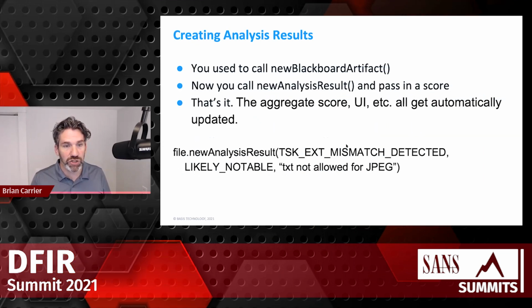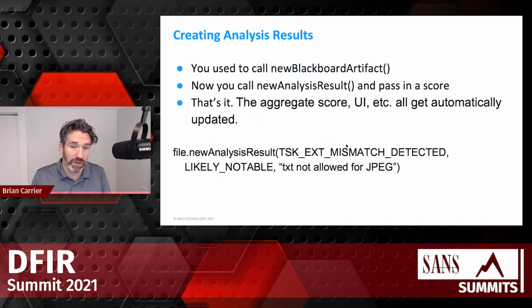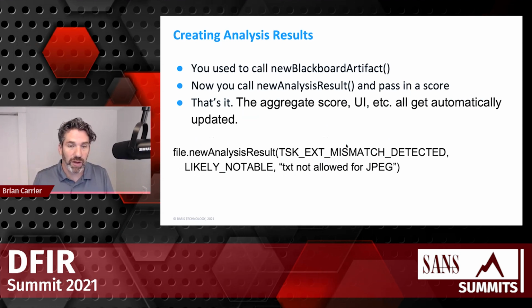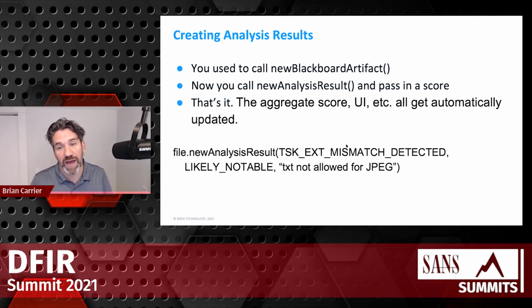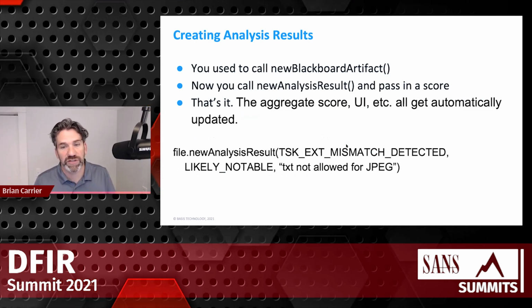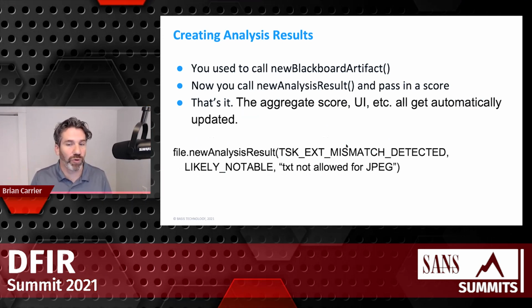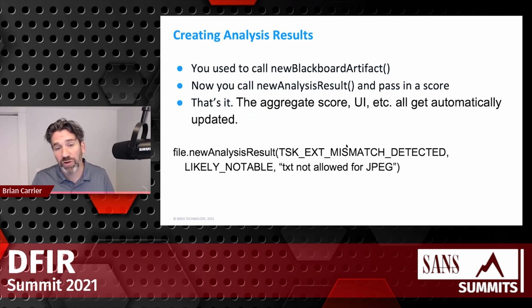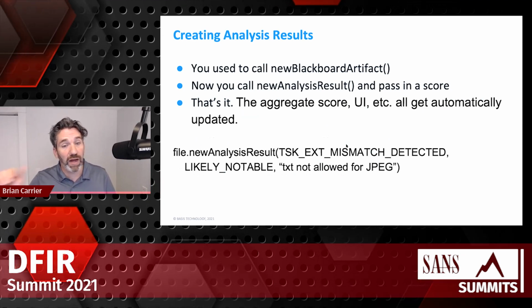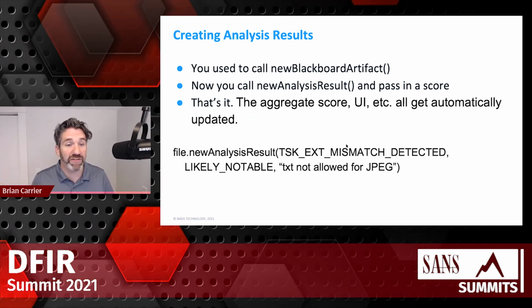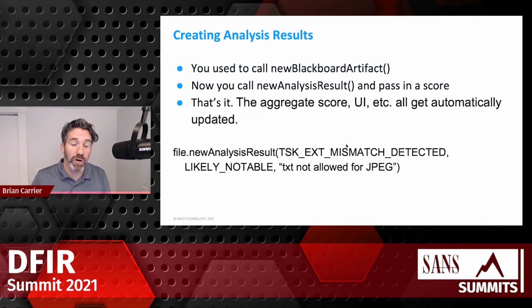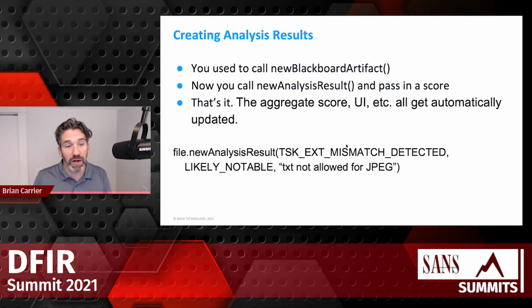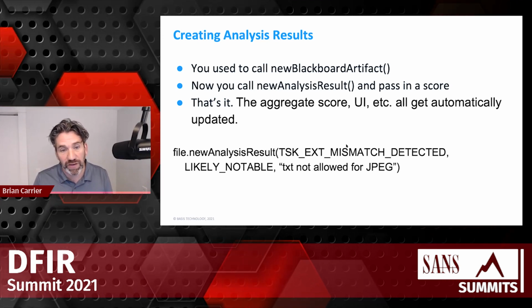So what has changed? In the old version, the last version, when you found something, you would say, hey, new Blackboard artifact, and pass in some things like a type and some data, and it would get stored as some name value pairs. Now, the only difference is you call new analysis results, and you need to pass in a score. That's it. Everything else is automatically updated. The aggregate score, UI, etc., all get updated behind the scenes. We figured all that stuff out for you.